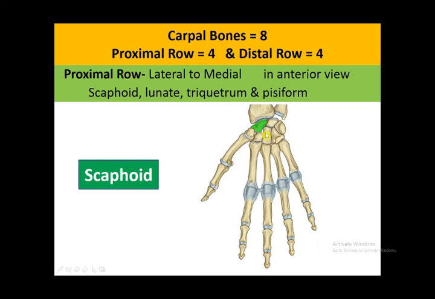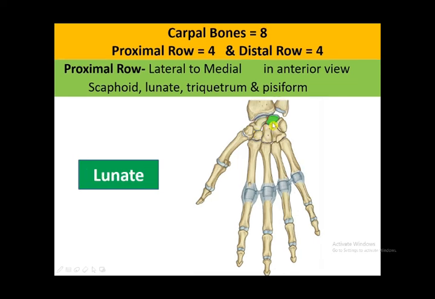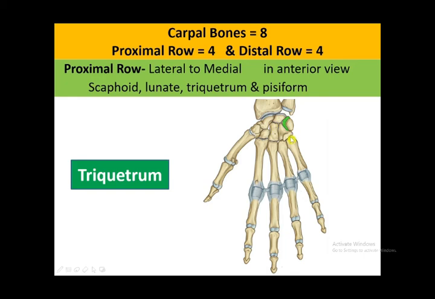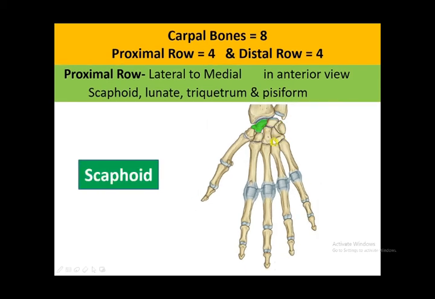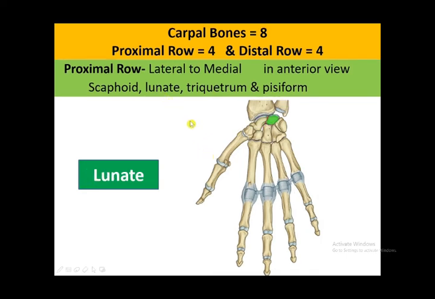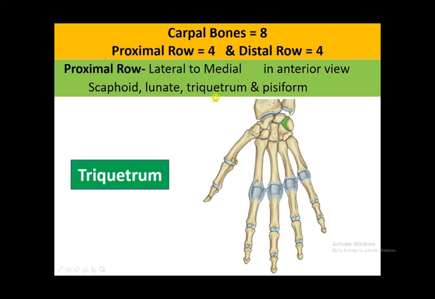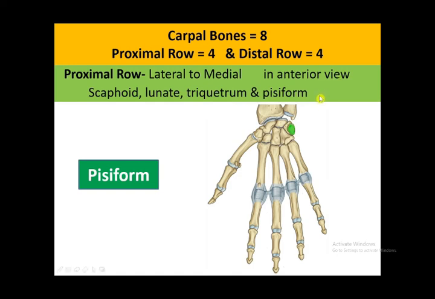In the proximal row, from lateral to medial in the anterior view, in anatomical position, we have first, most laterally, the scaphoid, lunate, triquetrum, also known as triquetral, and pisiform. The scaphoid is boat shaped, the lunate is crescent shaped, the triquetrum is a three-sided bone, and the pisiform is actually a sesamoid bone in the tendon of the flexor carpi ulnaris muscle.